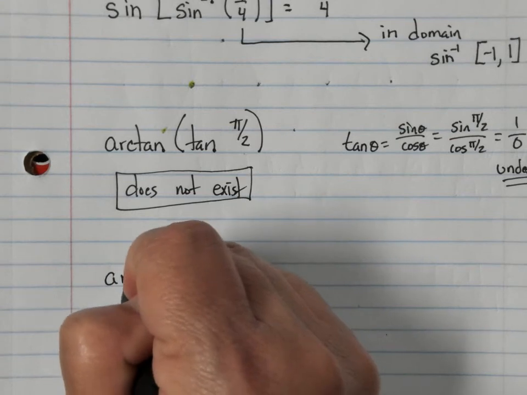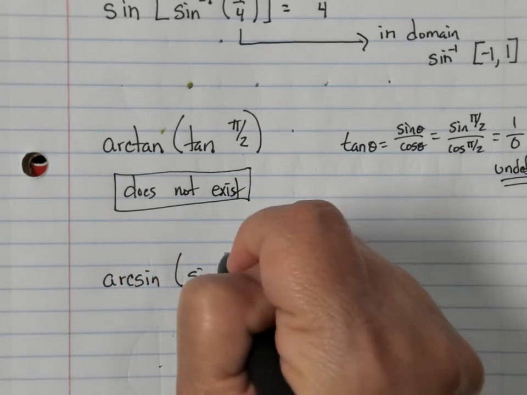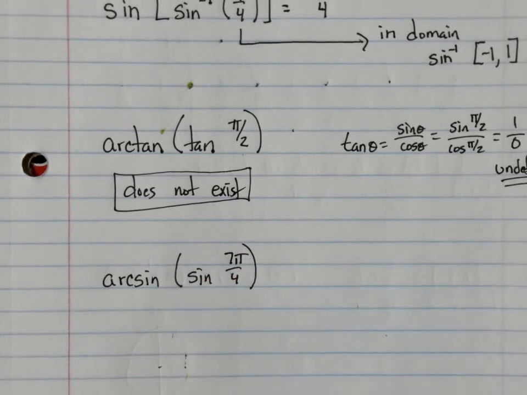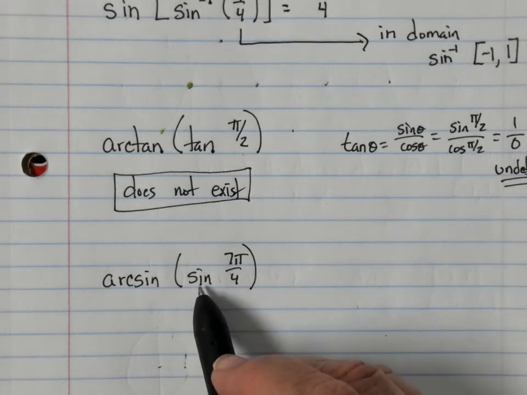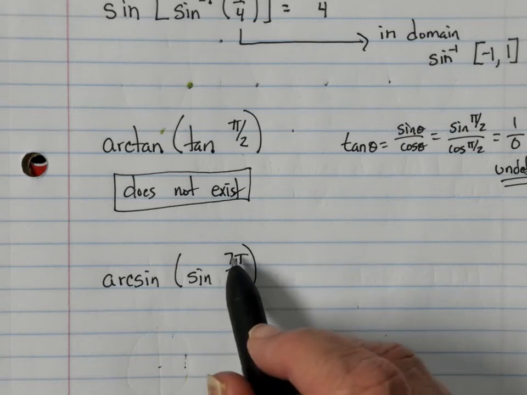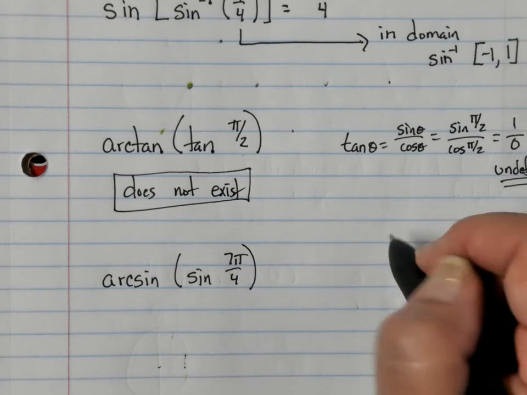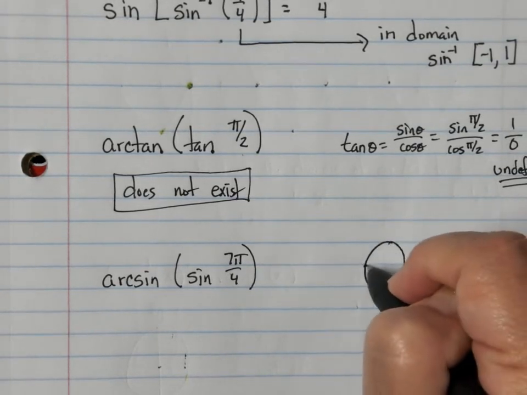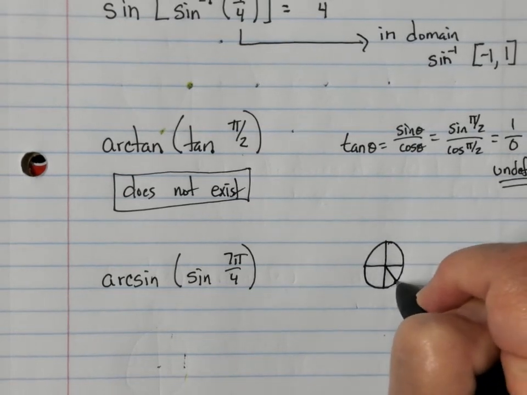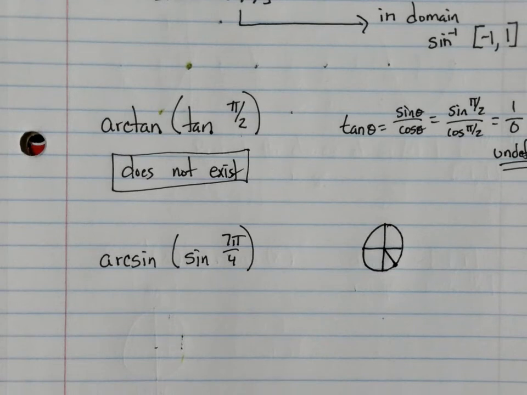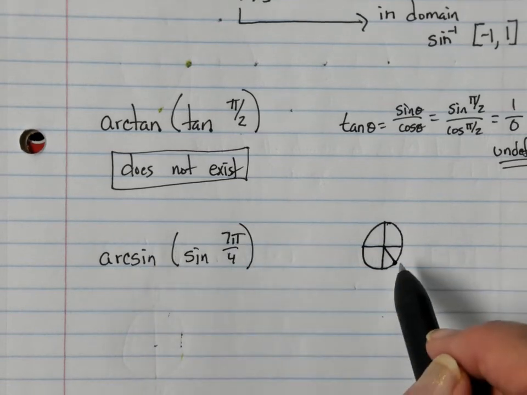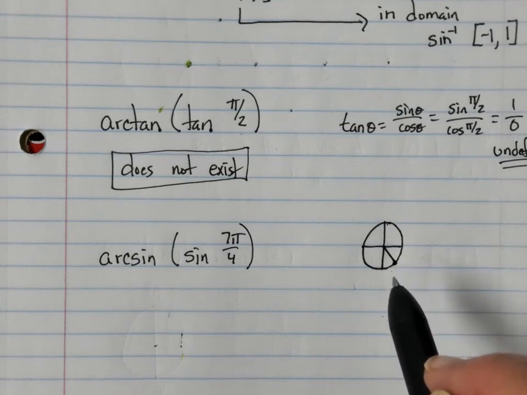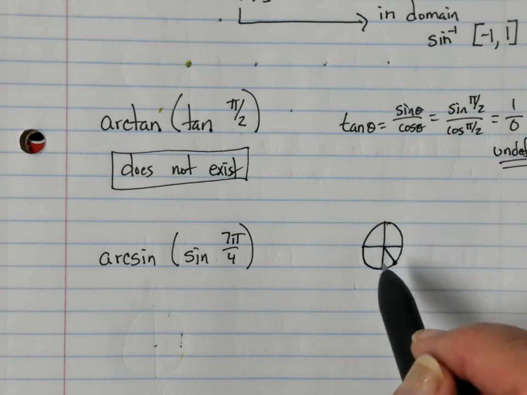Alright, so now I want to take the arc sine of the sine of 7 pi over 4. So the sine of 7 pi over 4, that's negative square root of 2 over 2, right? So the angle whose sine is negative square root of 2 over 2, you might think, well, it's just going to be 7 pi over 4. Yeah, but 7 pi over 4 is not in our domain.